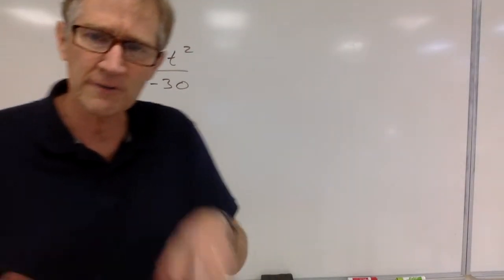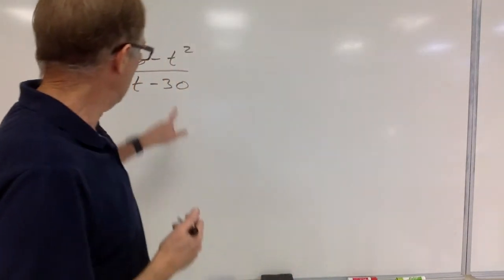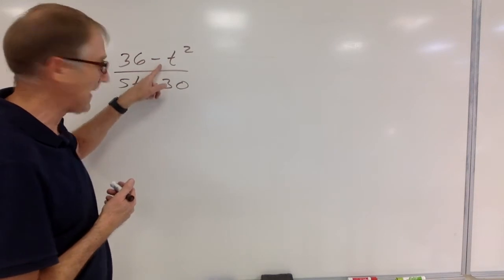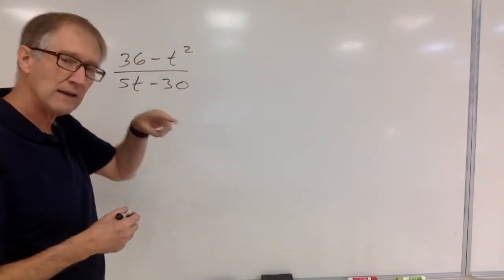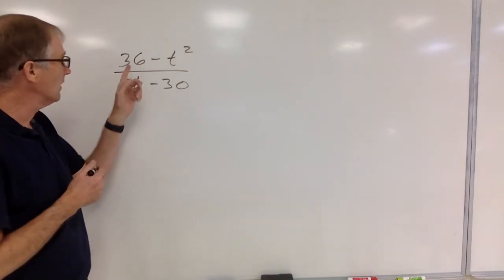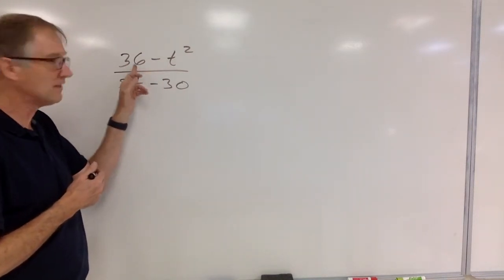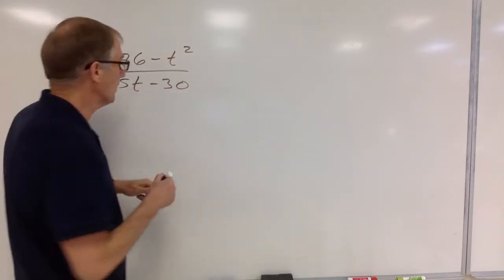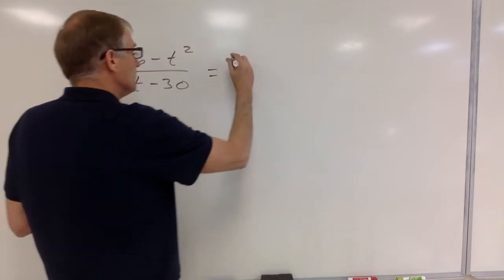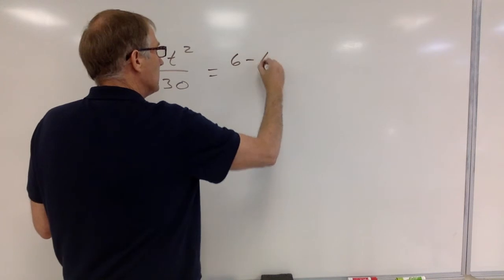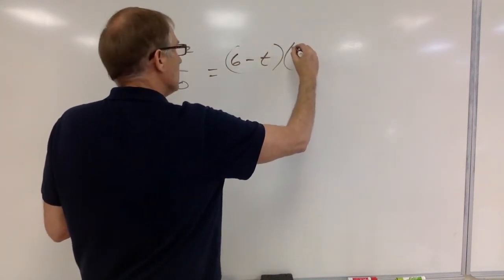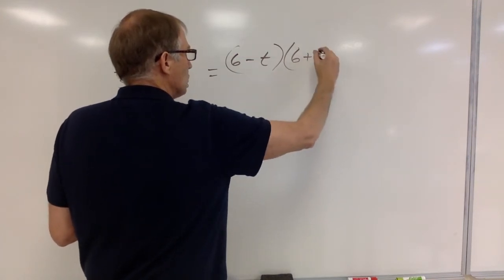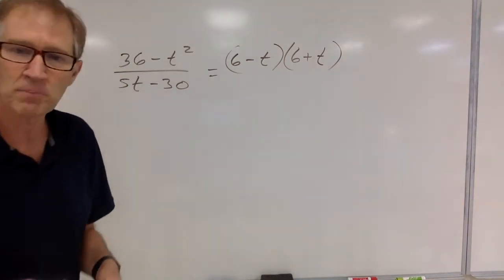Remember, that's how we always start factoring, is to factor out the greatest common factor. There is no greatest common factor up in the numerator, but it is factorable. It's the difference between two perfect squares, a squared minus b squared. The a is 6, and the b is t. 6 squared is 36, and t squared is t squared. So this is factorable to 6 minus t times 6 plus t.